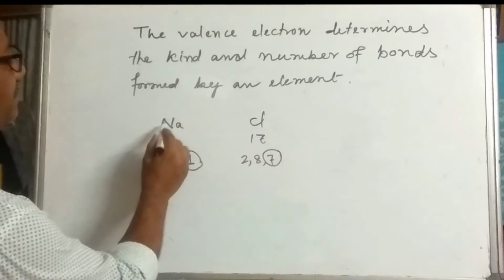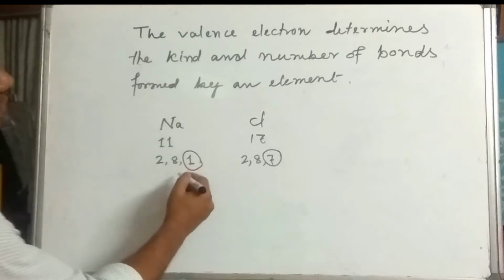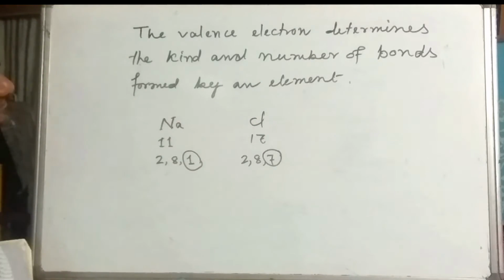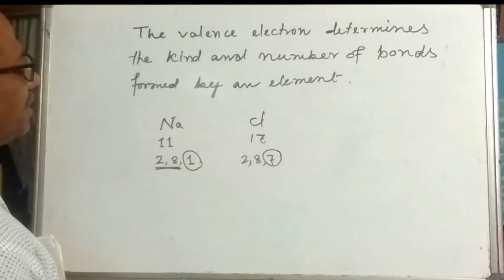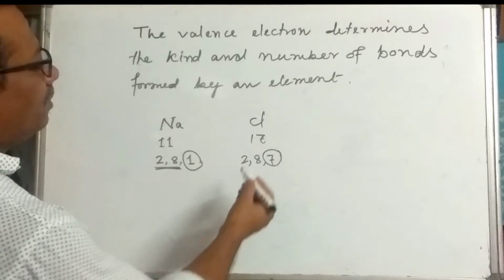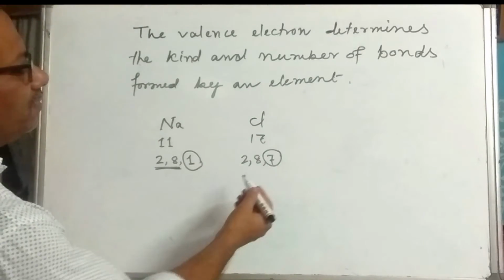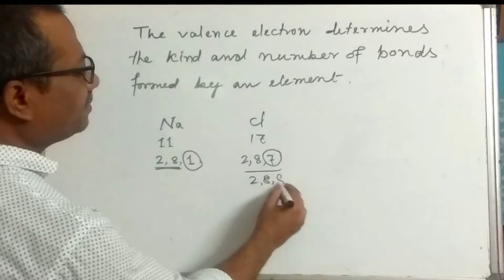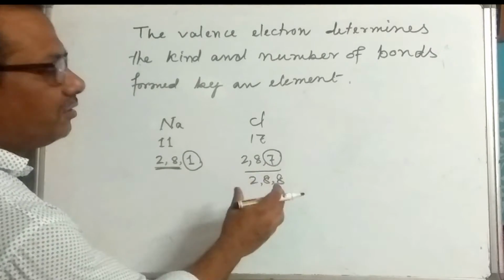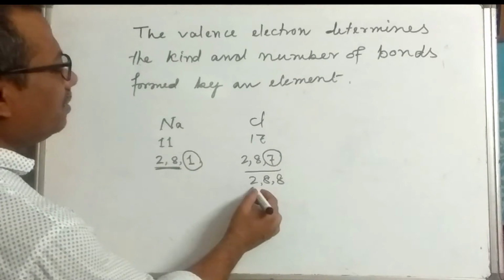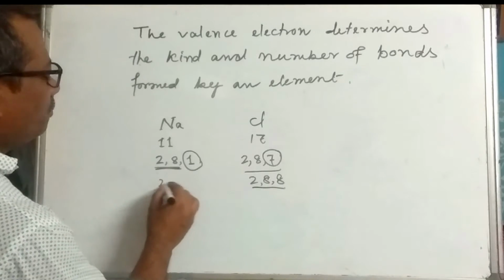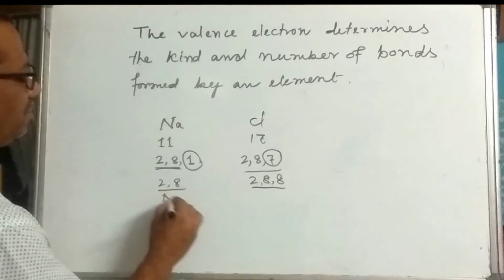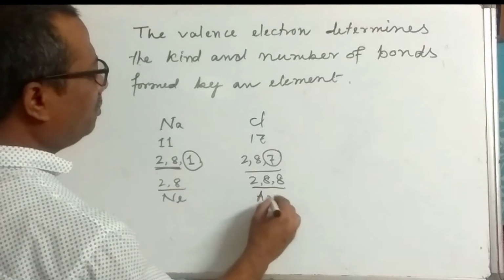So sodium wants to donate 1 electron to chlorine to attain the electronic configuration of the nearest inert gas, neon, and chlorine wants to accept 1 electron to attain the electronic configuration of the nearest inert gas, argon. So it will be 2, 8, 8 and it will be 2, 8 only. So it is neon, it is argon.